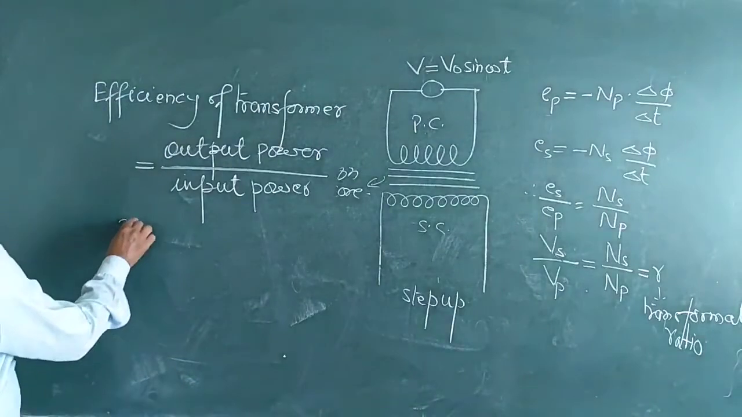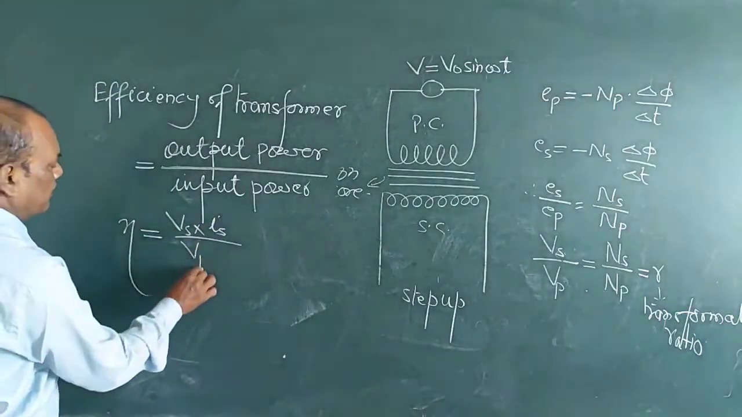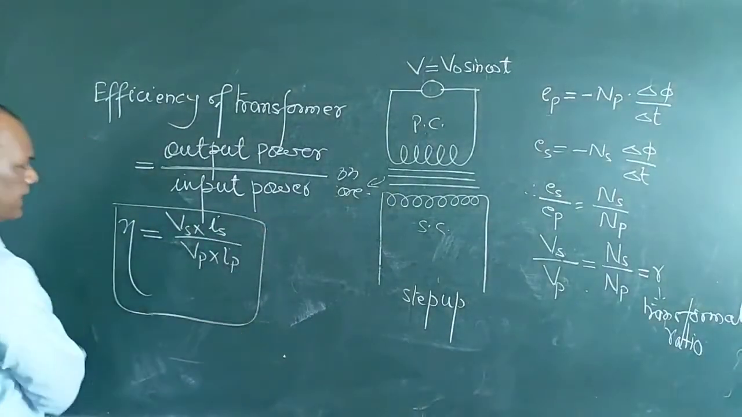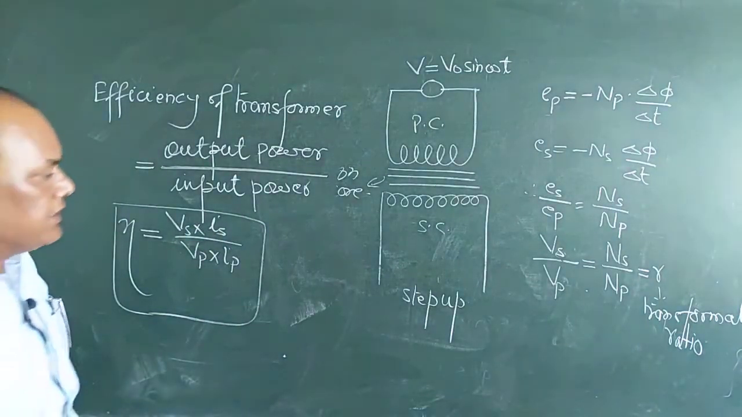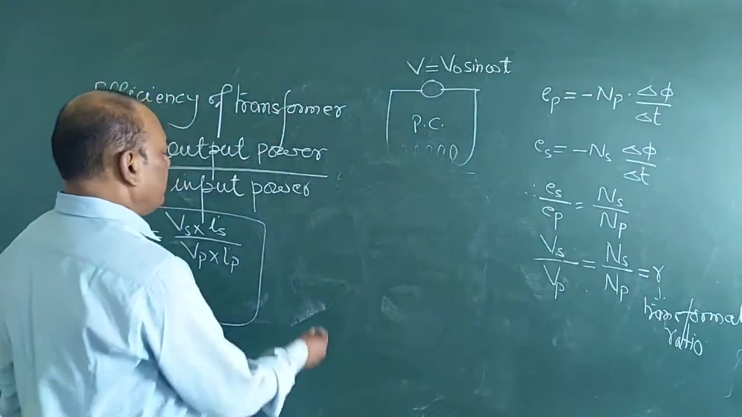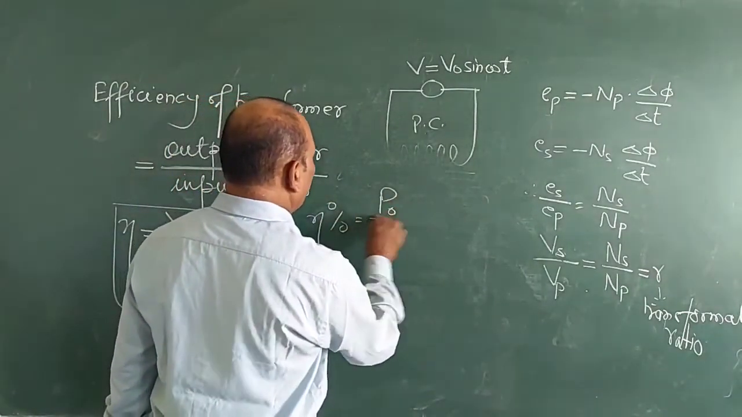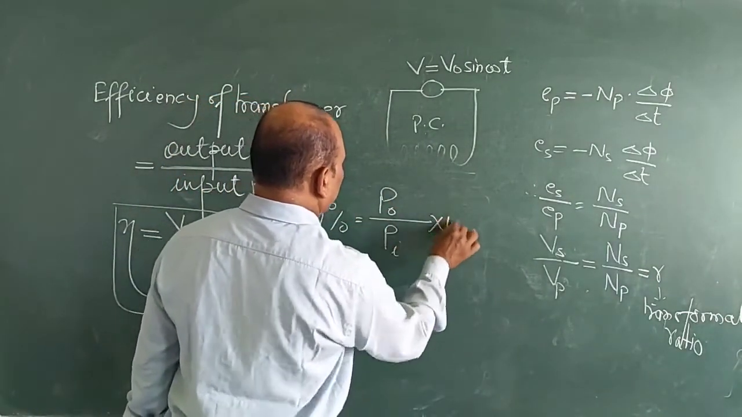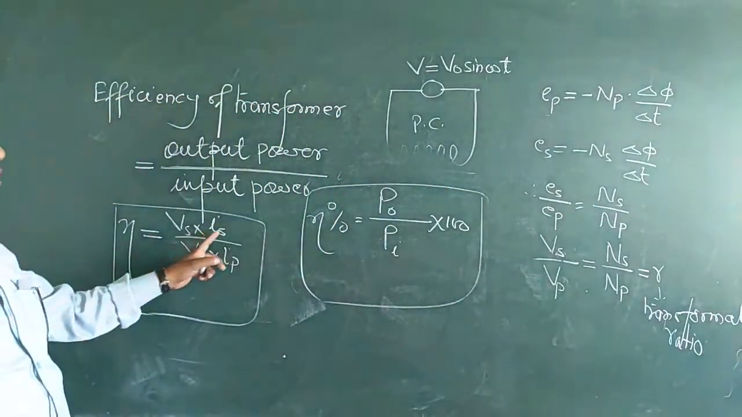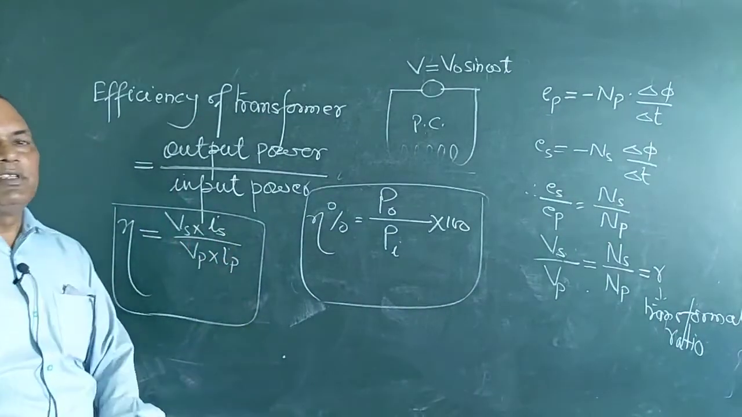It is written as eta, so this will be equal to Vs into Is divided by Vp into Ip. Sometimes it is written as percentage efficiency. So to convert it into percentage, we write eta percent is equal to PO upon PI into 100. Or we can say Vs into Is divided by Vp into Ip into 100. This is the efficiency of the transformer.